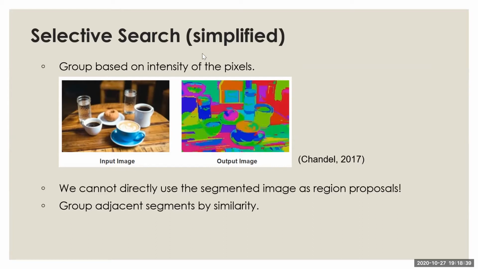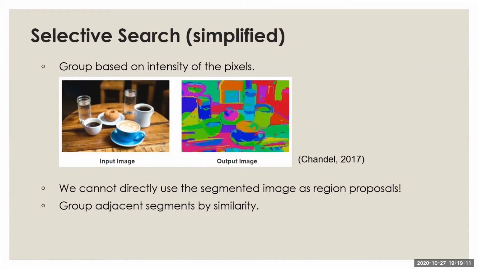So let's say with the picture here, we have a cup, we have cups, we have some glasses, and then the first step of this algorithm is to actually group based on the intensity of the pixels. This means that you're trying to group neighboring pixels based on their intensity. If they're similar, then they're going to be in the same segment. So the output can be something like the output image on the right here. Okay, so we're one step closer right now.